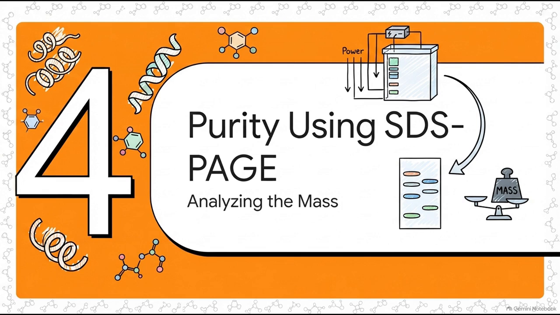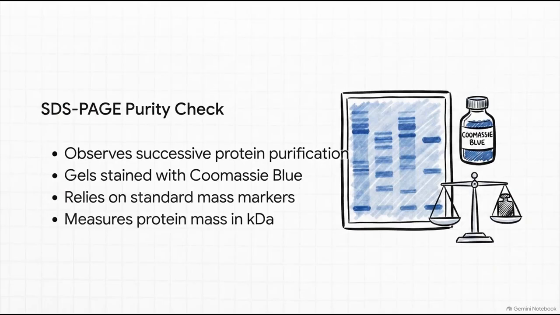Section 4. Checking purity using SDS page, analyzing the mass. So, moving on to our next critical lab technique. We isolated the protein, we cleaved it, but hum check kaise karenge ki sample actually pure hai? Like, how do we verify it? Well, we use a brilliant technique called SDS page. This method is amazing because it lets us visually observe the successive purification of our proteins.